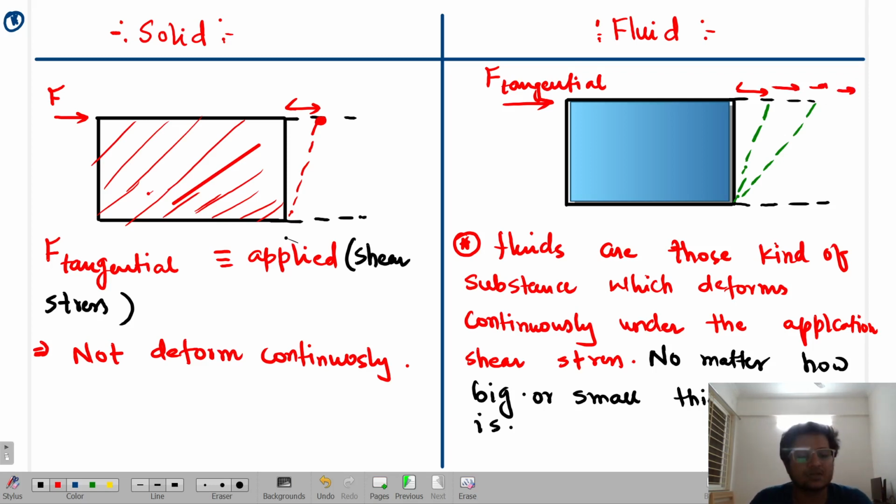So solids are those kinds of objects in which, under shear stress, there is a deformation, but that deformation will not grow after some time. But in fluids, the deformation keeps growing with time. Is that clear or not? Are you able to get me?